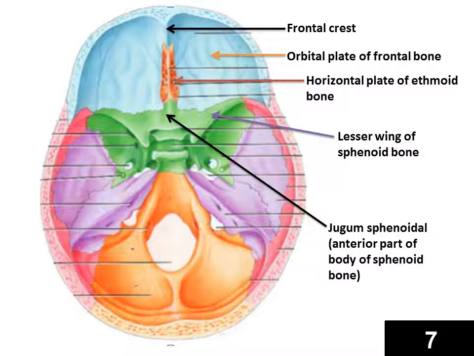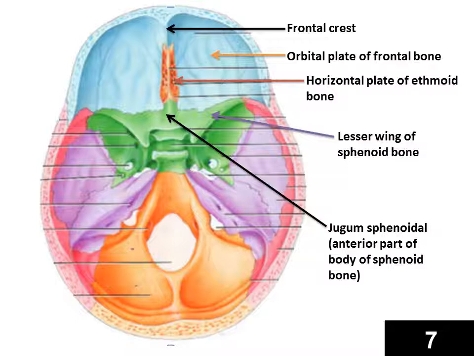والhorizontal plate makes the roof، جزء من الروف part of the roof of nasal cavity واخذتوها العام الماضي بالريسبيراتوري سيستم. هلا بالنسبة للإثمويد بون أذكركم أنه الإثمويد بون مكون من 3 أجزاء: horizontal plate، perpendicular plate و 2 lateral mass right و left، كل mass بها anterior middle posterior ethmoidal air sinuses.